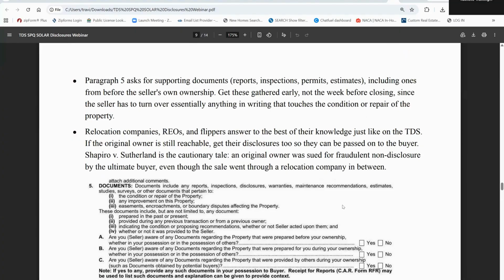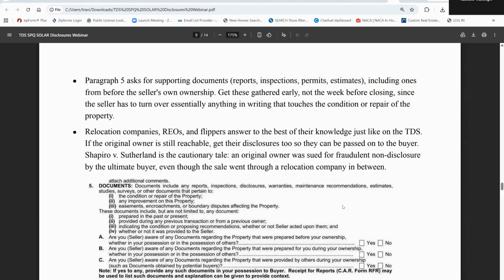Paragraph 5 asks for supporting documents: reports, inspections, permits, estimates, including ones from before the seller's own ownership. So get these gathered early, not the week before closing, since the seller has to turn over essentially anything in writing that touches the condition or repair of the property.